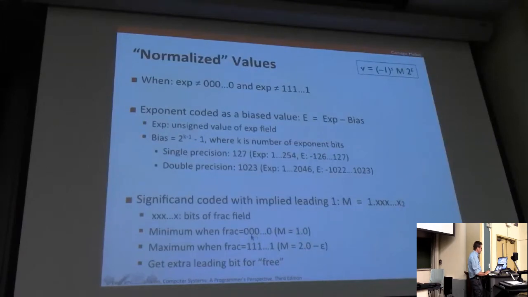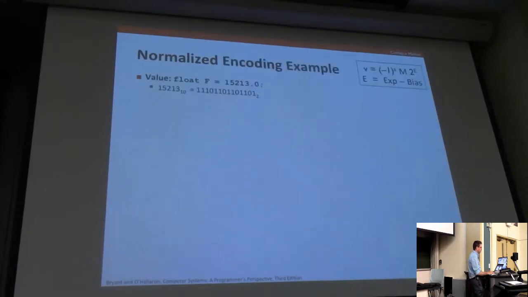And this is the smallest frac field, all zeros, which corresponds to a significand of 1.0. Okay. And a frac field of all ones corresponds to 2 minus epsilon. So that's 1.11111, and so on.